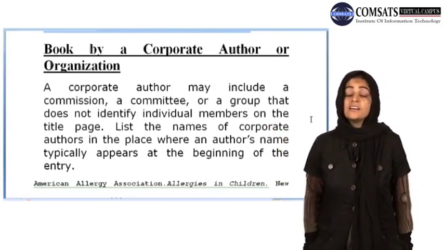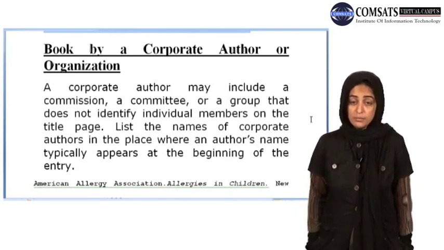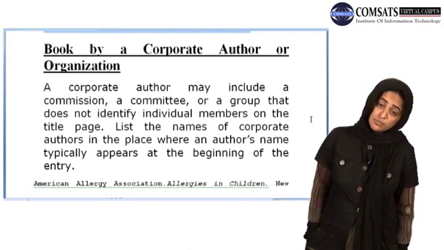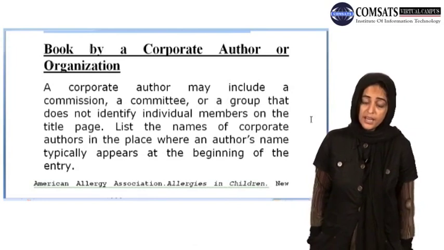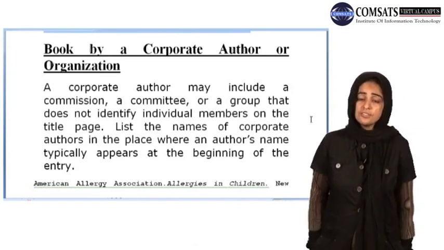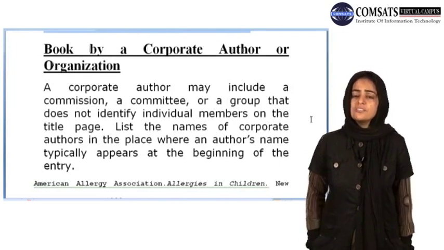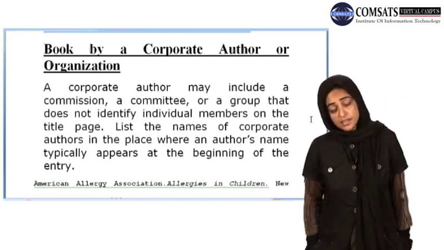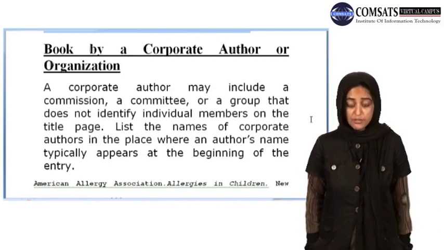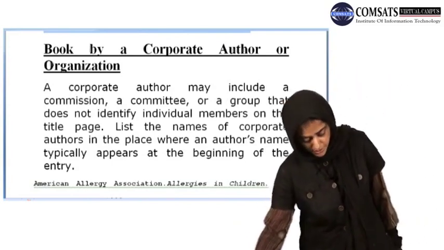So how to create the references for corporate authors where the names of the individuals are not available? Then you will be directly writing the name of that particular group, as they have mentioned on the title page, the name of the committee, simply in place of the author's name. Same order, same format will be followed, only the author's name will be replaced by the corporate author's name. That would be simply the name of the committee, the name of a particular group, the name of a commission, as is appearing on the title page.